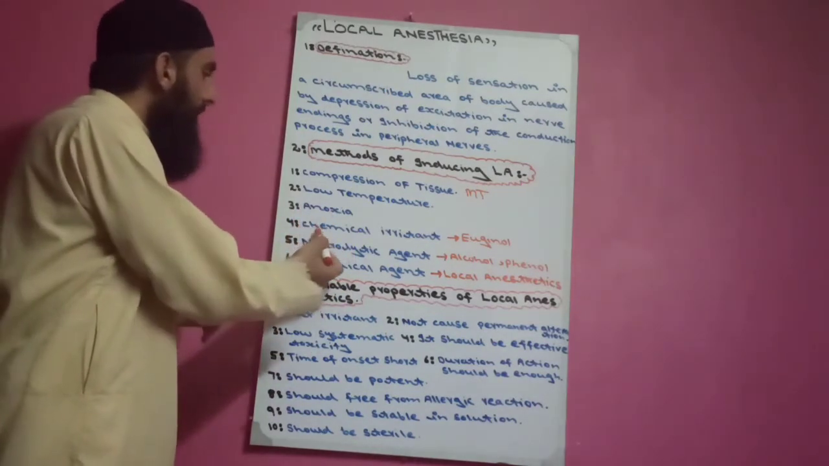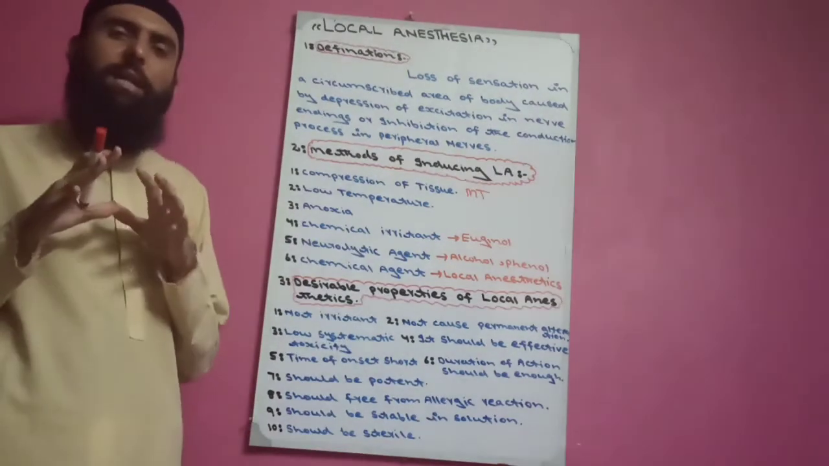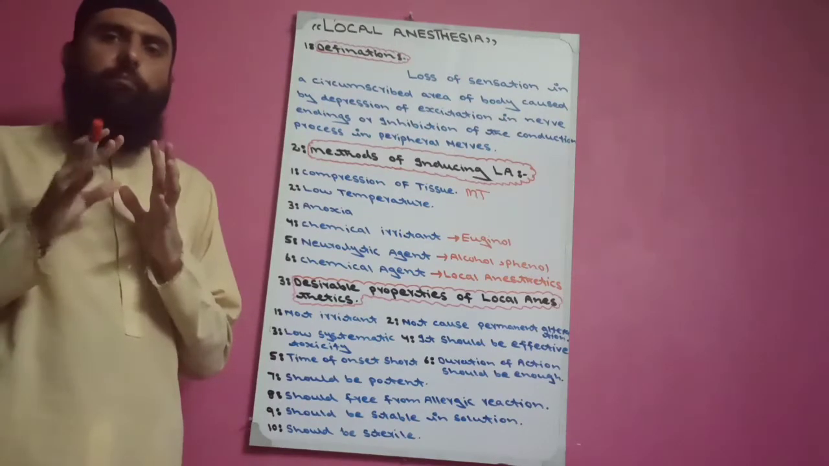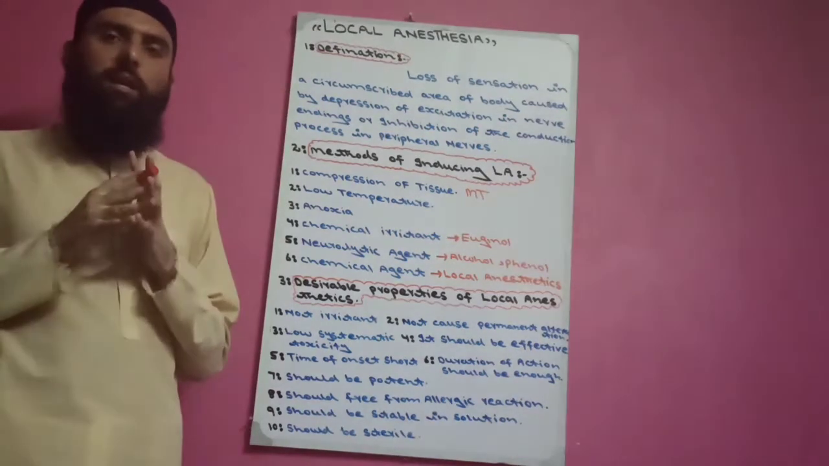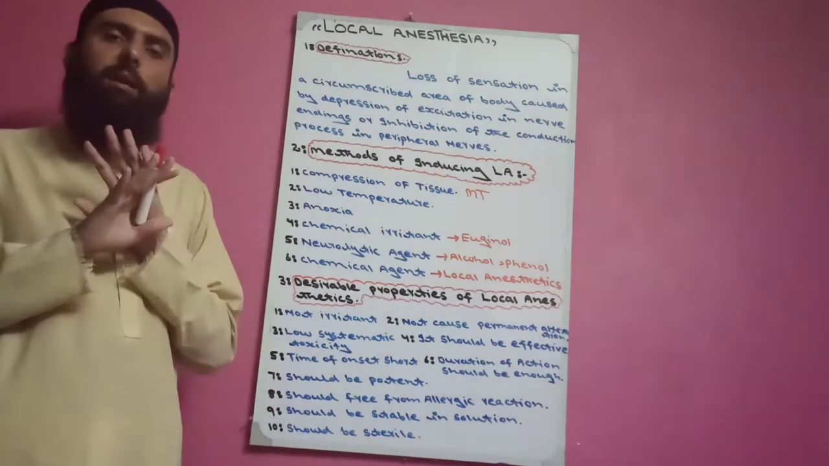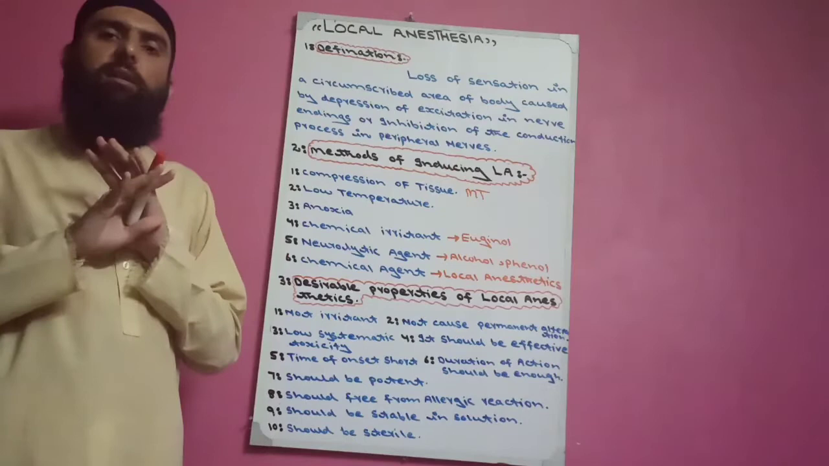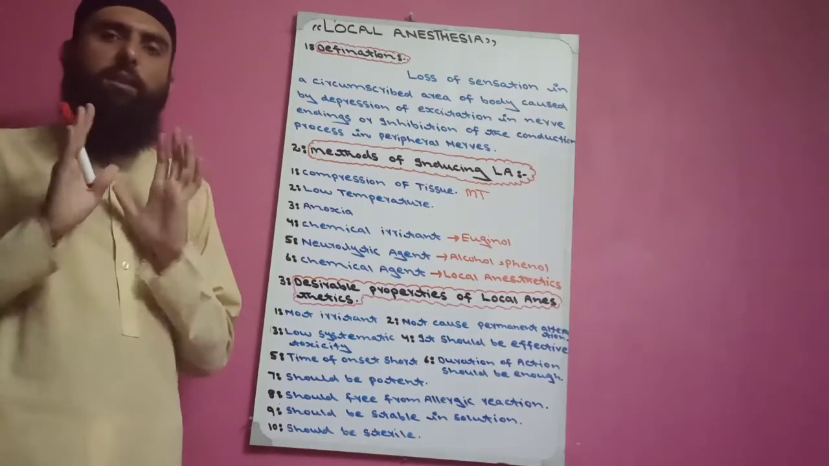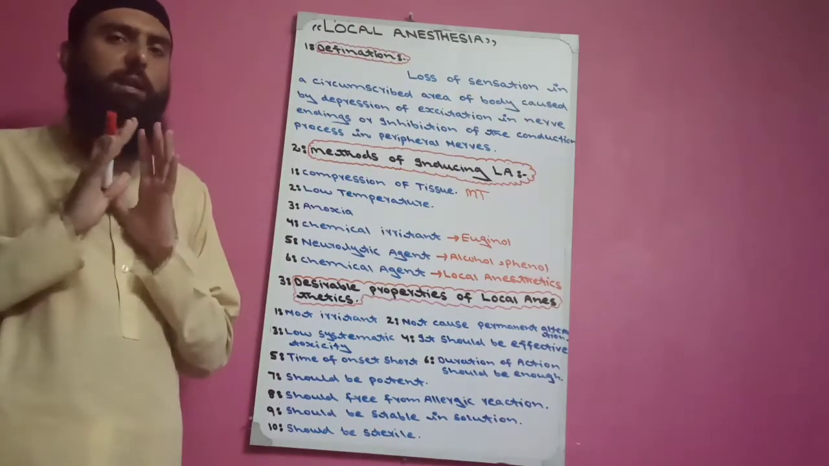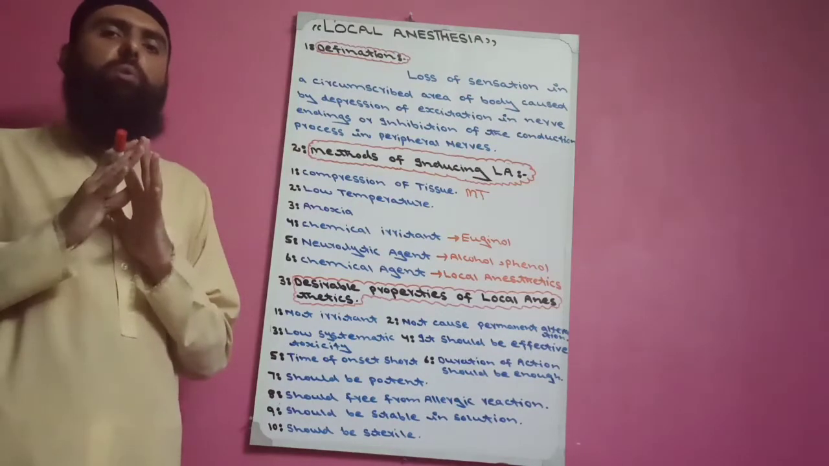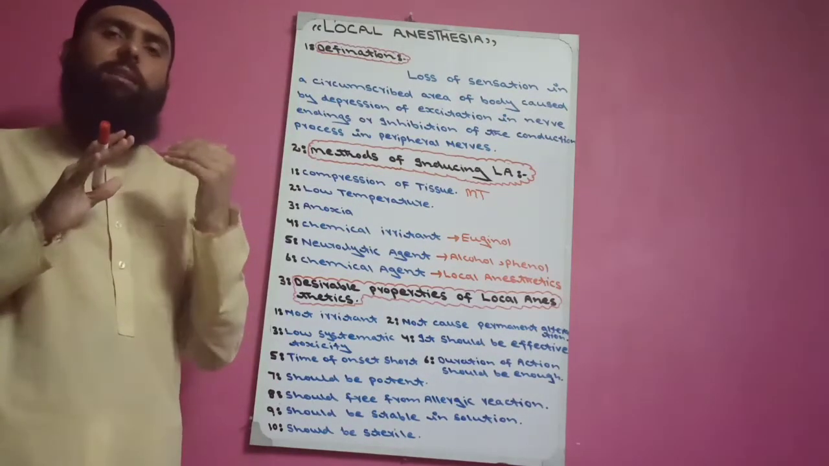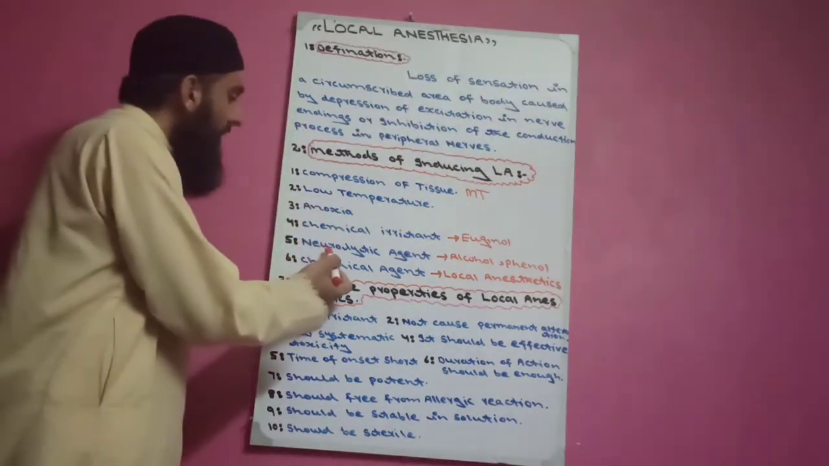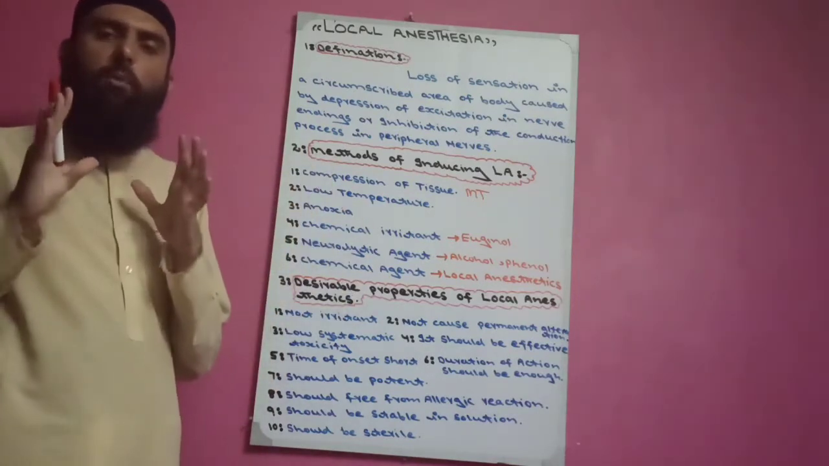The fourth method is chemical irritant, like eugenol. When tooth pain occurs and we place eugenol inside the cavity, the pain becomes decreased. In the result, the pain is finished. Why does the pain finish? Again, due to loss of sensation, due to altered conduction of nerve impulse. Fifth is the neurolytic agent, like alcohol or phenol.